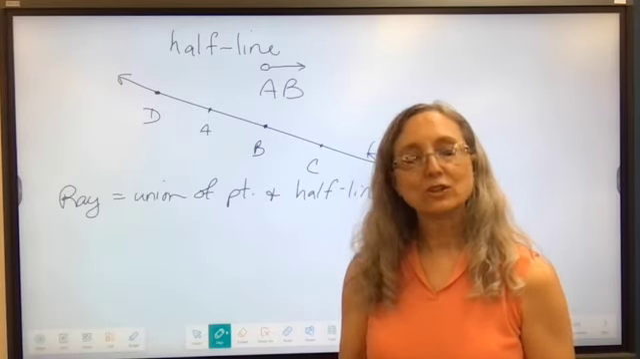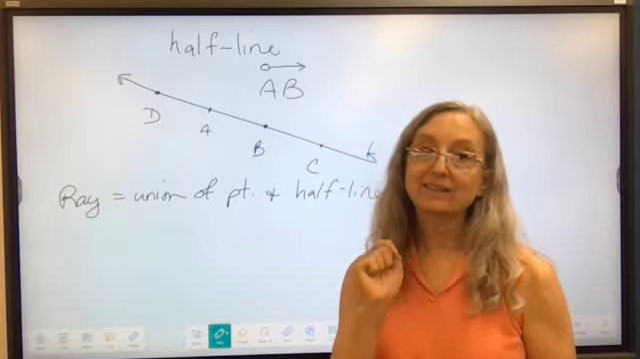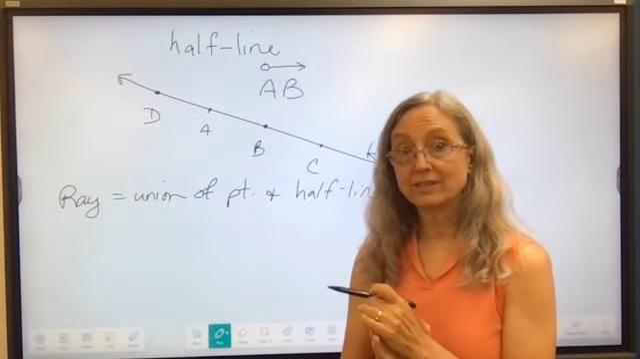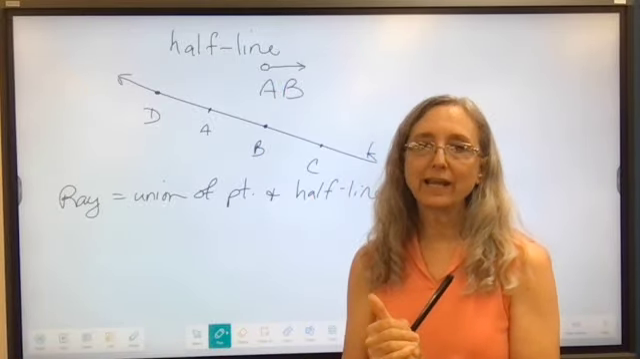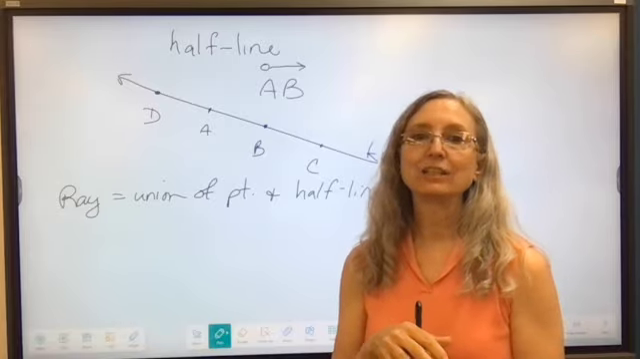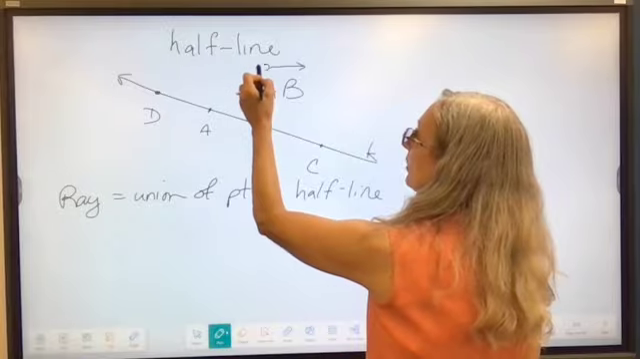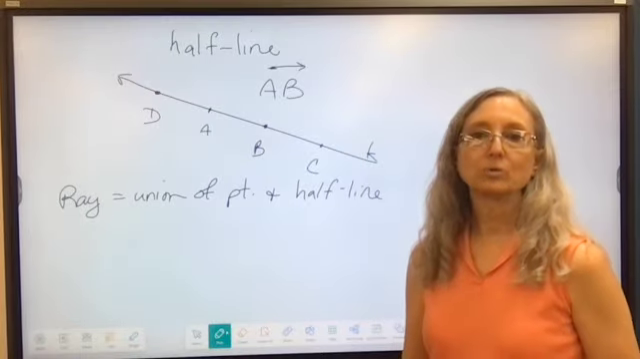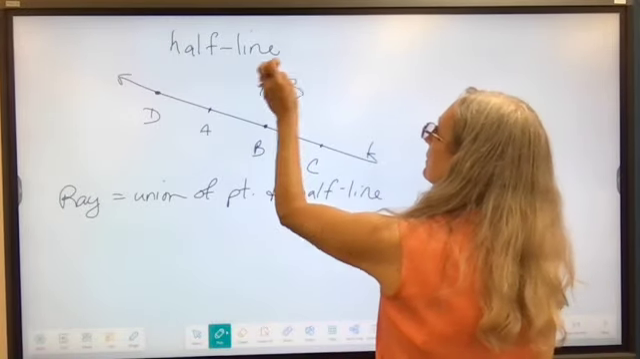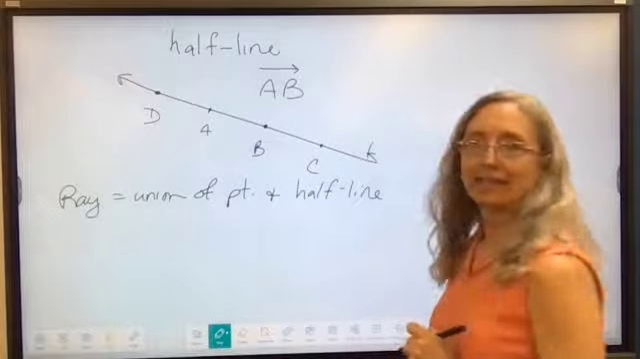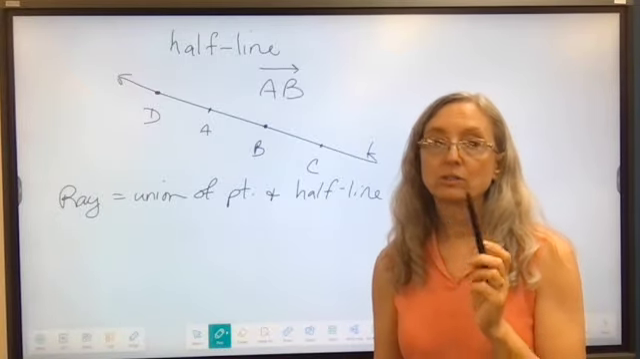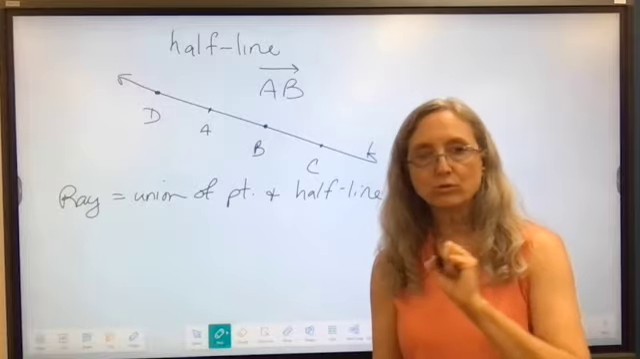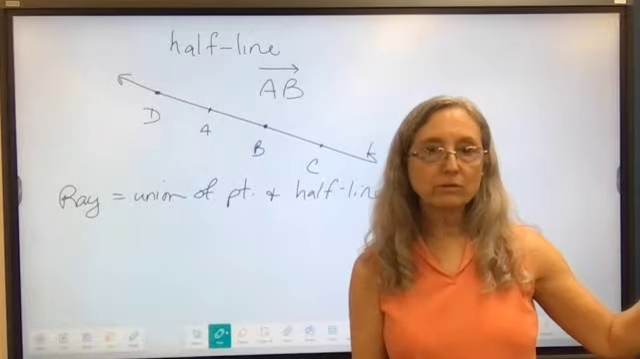A ray is the union of that origin point and the half line. So if instead of showing this half line that starts at A and goes through B, I want to make it a ray, then A would be included, and this would no longer be an open circle. But notice my arrow only goes in one direction, like that. A is the origin point. This does not start at B, it starts at A. It goes through the direction of B to infinity.